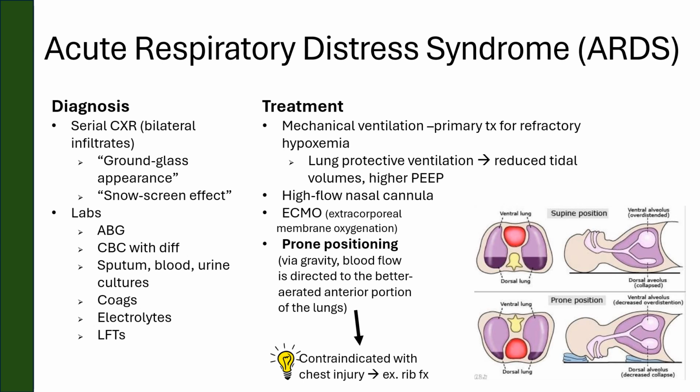Sputum, blood, and urine cultures, coags, electrolytes, and liver function tests. Again, that's just to see how the body is doing in this hypoxic state.